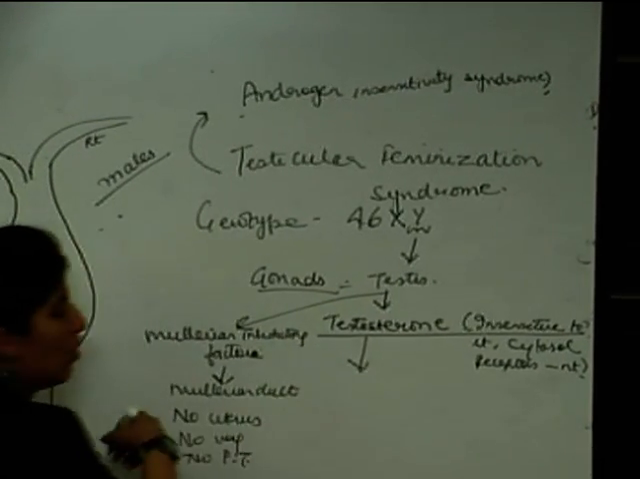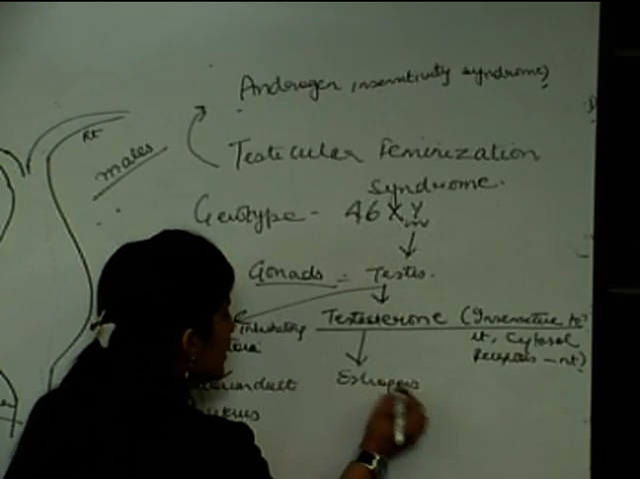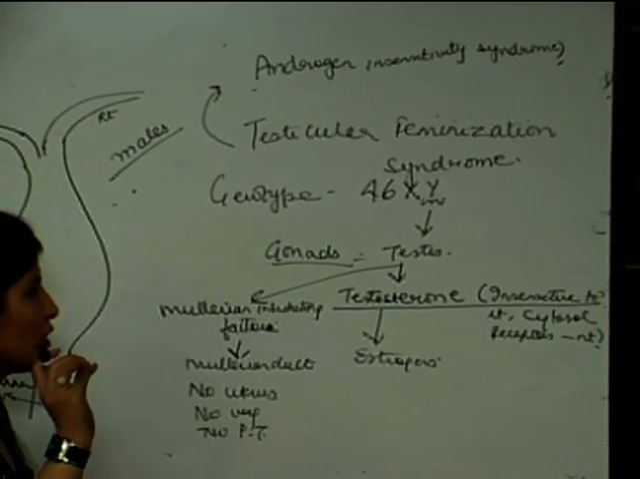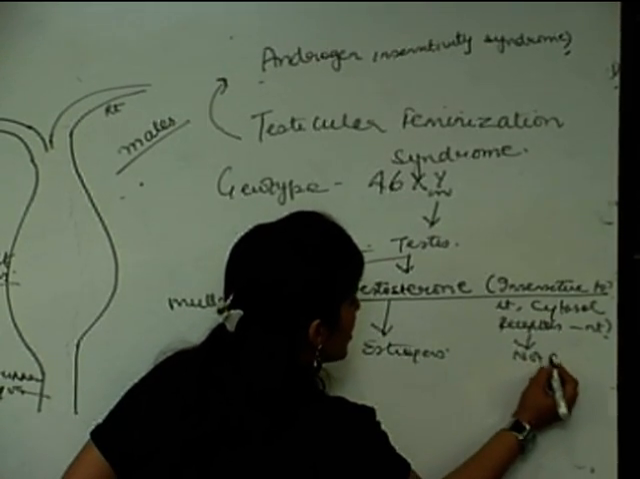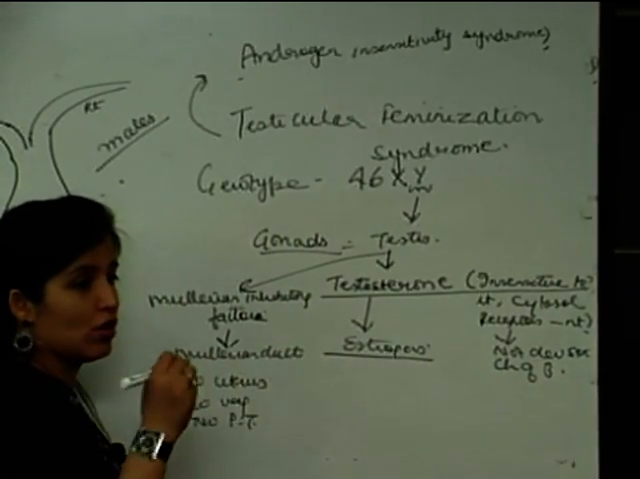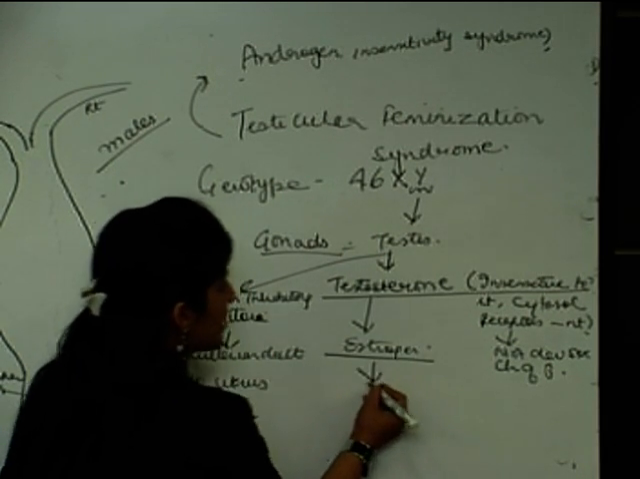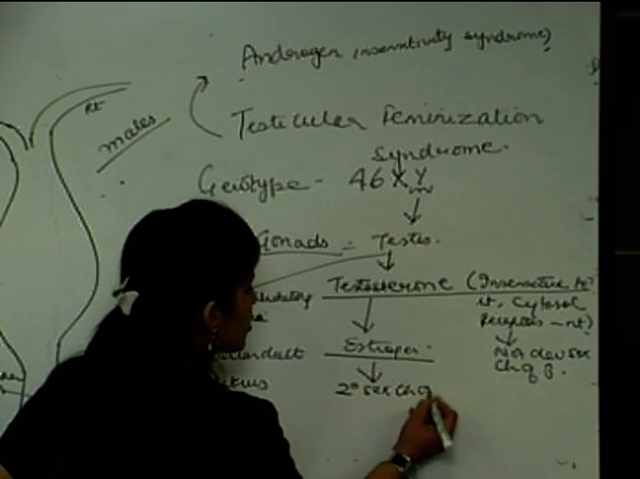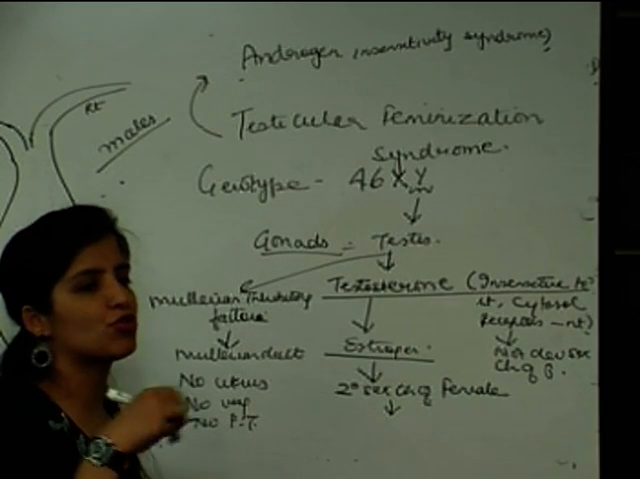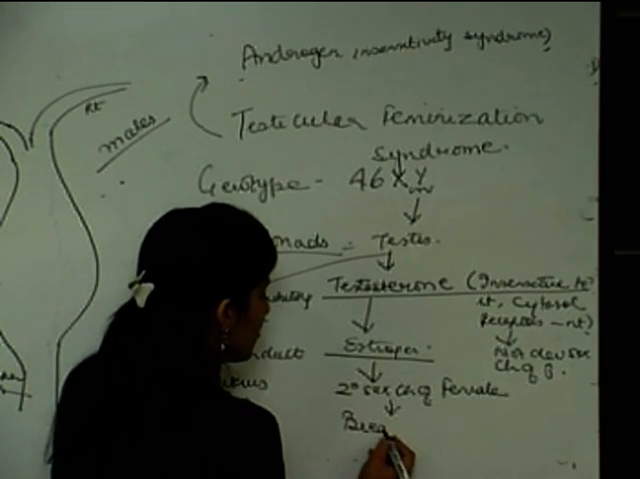Now testosterone or androgens are peripherally converted into estrogens. These males are insensitive to testosterone, so they will not develop secondary sexual characteristics of males. But they are not insensitive to estrogen. So what will happen? They will develop secondary sexual characteristics of female. And which characteristic? I told you that estrogen is responsible for breast development. So in these males, breasts will develop.